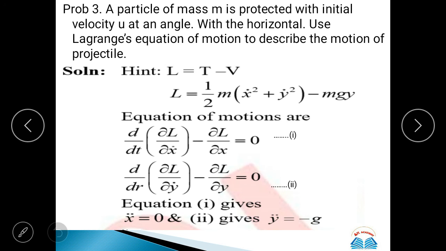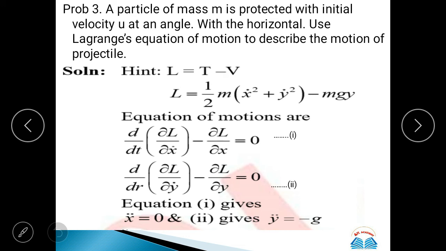One more example for you guys. Problem number 3: a particle of mass m is projected with initial velocity u at an angle theta with the horizontal. Use the Lagrangian equation of motion to describe the motion of the projectile. Here we will talk about projectile motion, which is also under constant gravity. So when we consider gravity, we consider potential energy as mgh, as I have previously told you. So what is h? h is the maximum height, up to the y coordinate.